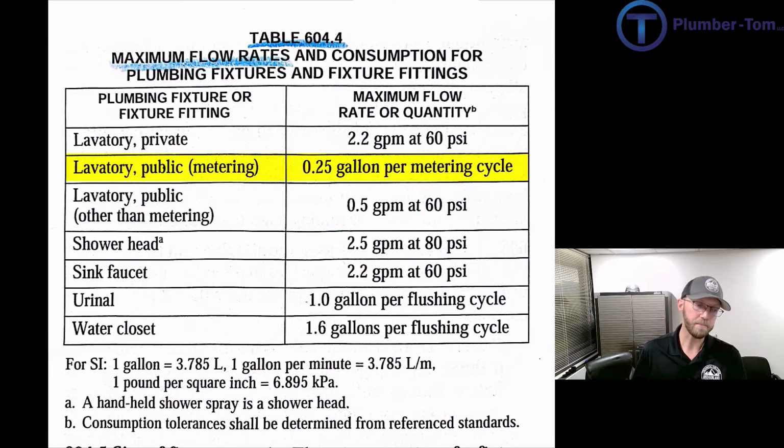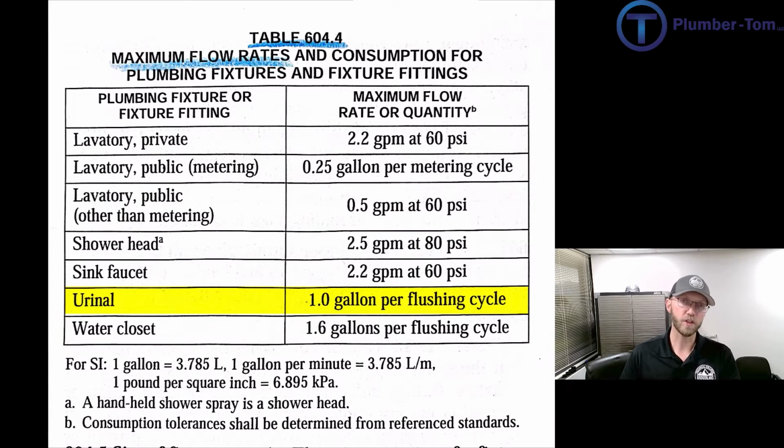The other one there is metering lavatory. A meter is where you push down that handle and it stays on for a short period of time and then it turns off. They're the kind that drive us all crazy because when they're not set correctly, you push it and it shuts off immediately before you get a chance to wash your hands. Those are 0.25 gallon per metering cycle. Shower heads are limited to 2.5 gallons per minute at 80 psi. Sinks, 2.2 gallons per minute. Urinal, 1.0 gallon per flush.